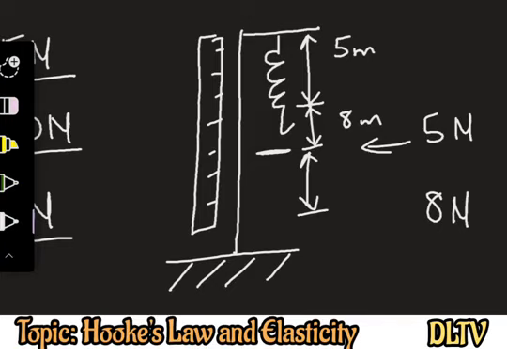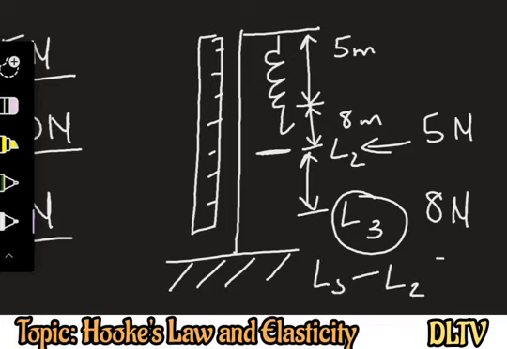That will simply mean you should subtract the length at this point, L3, sorry, not the length at this point, from the length at this point, because this will actually be bigger. So you have to subtract the length L2 from L3. That is L3 minus L2. Then you will get the extension that is as a result of the added 3 Newton force.